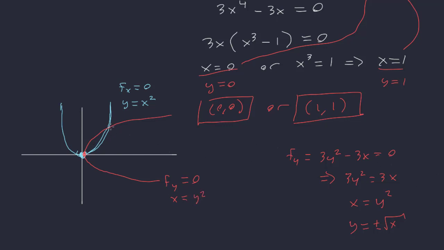And where these two intersect are where the gradient equals 0. Okay, so that's what we are trying to find when we're finding the critical points. We get a critical point at 0, 0 and at 1, 1.